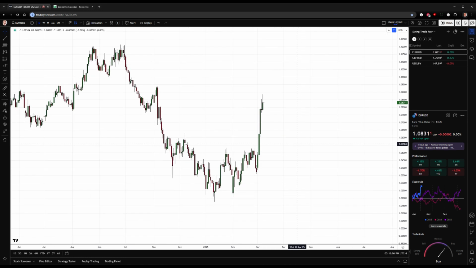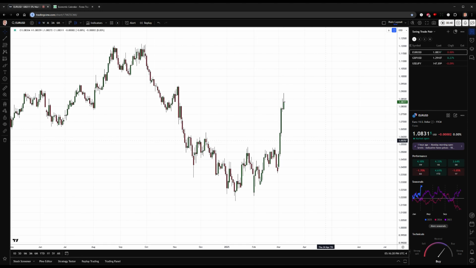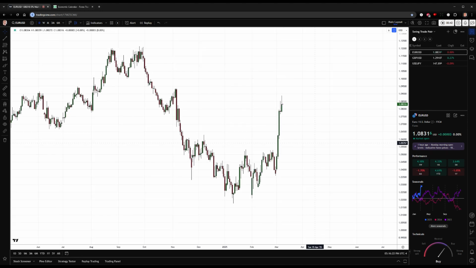But the good news is that I was able to get out of the trade for about 340 pips and change. I believe somewhere around there, but it was definitely above the 340 pip mark. And then just looking for a potential short opportunity on the Euro USD.